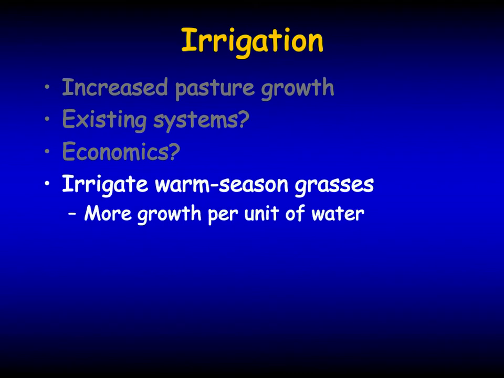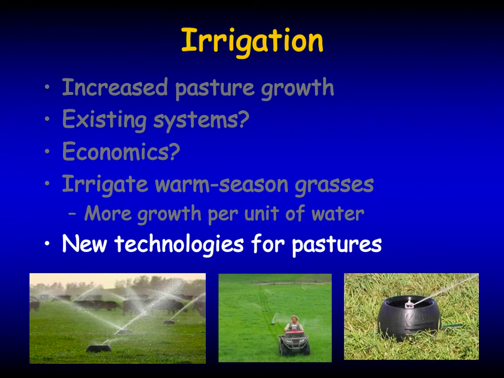So again, we already talked about this, but during the summer, warm season grasses are what you really need to be irrigating because they're more efficient at using water. They'll produce about twice as much dry matter per unit of water used compared with the cool season grass during the summer months.